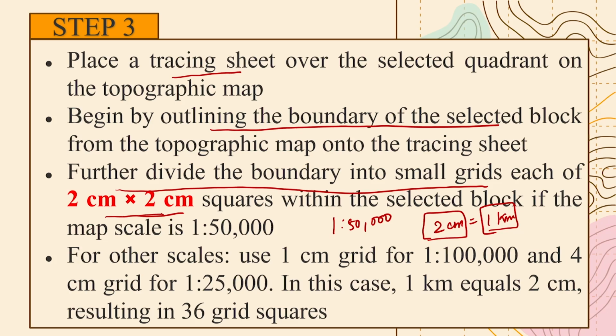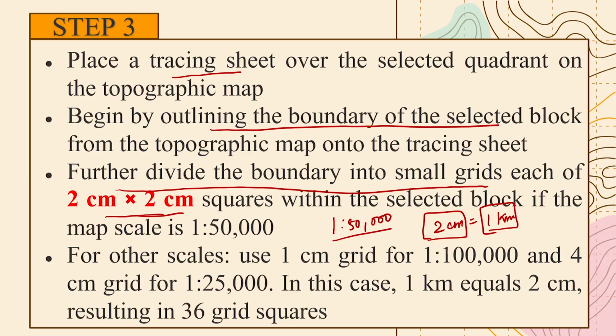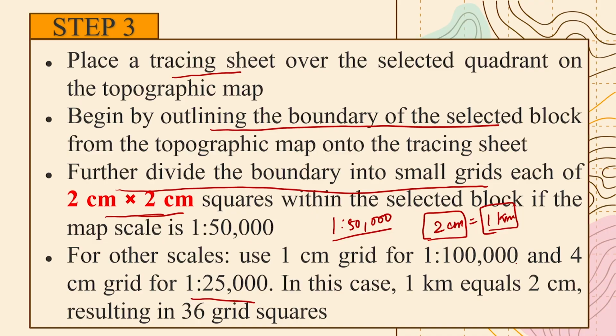Now, once you have fixed 1:50,000, there are a lot of other scales of topo sheets available, for example, 1:25,000 and 1:1 lakh topo sheets, and within the topo sheet itself, you will be able to identify that 1 kilometer represents 4 centimeter in case of 1:1 lakh, 1 kilometer equals 2 centimeter in case of 1:50,000, and in case of 1:25,000 it is 4 centimeter.